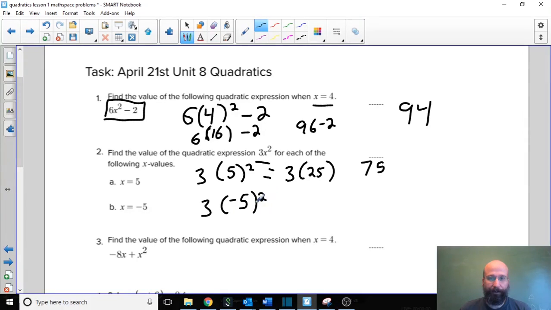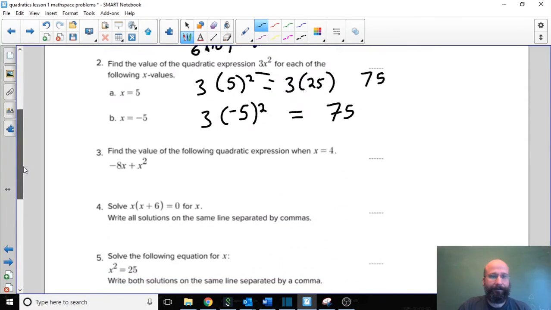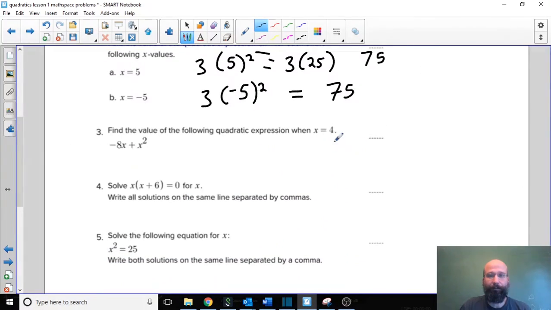This is where it's important that you use these parentheses when you do it, or when you check it on Desmos. Put in the exact thing. With Desmos, you won't get a wrong answer as long as you put 3x squared and then x equals negative 5. But here you could, so make sure you always put parentheses. This is going to equal 75 also. So there's another one, same thing: you're putting in 4 for x and you're solving.